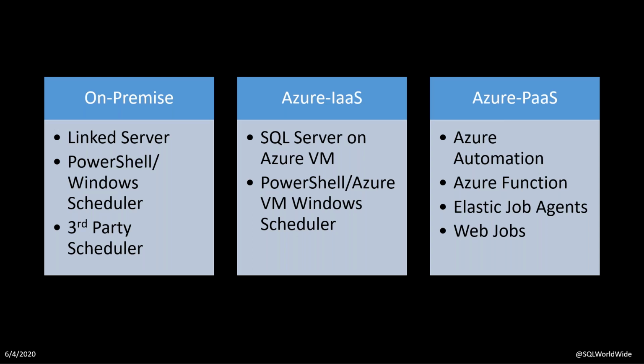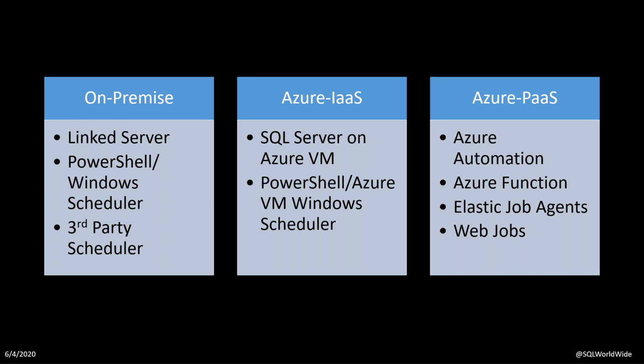So on-prem, what can we do? We can use a linked server. We can create a linked server for Azure SQL Database, not for Azure SQL Server, because Azure SQL Server is a logical container. You really interact directly with the database. So you can use a linked server. You can also use PowerShell, write PowerShell functions, and run those against your Azure SQL database from on-prem.